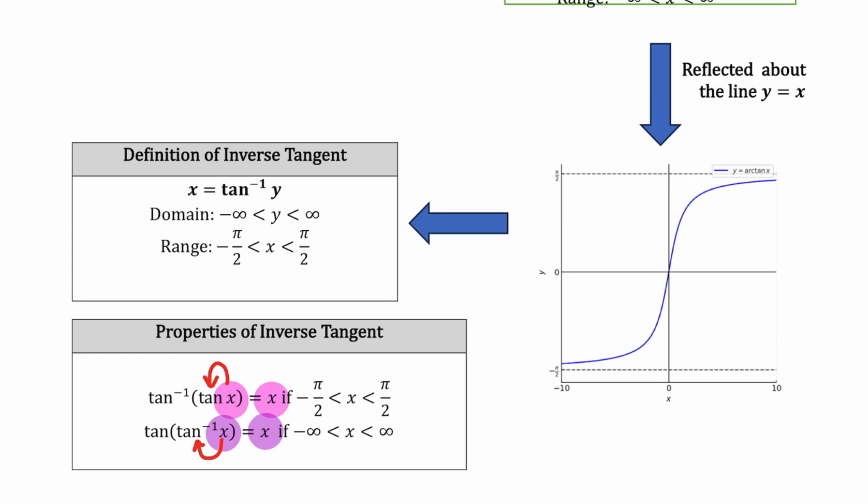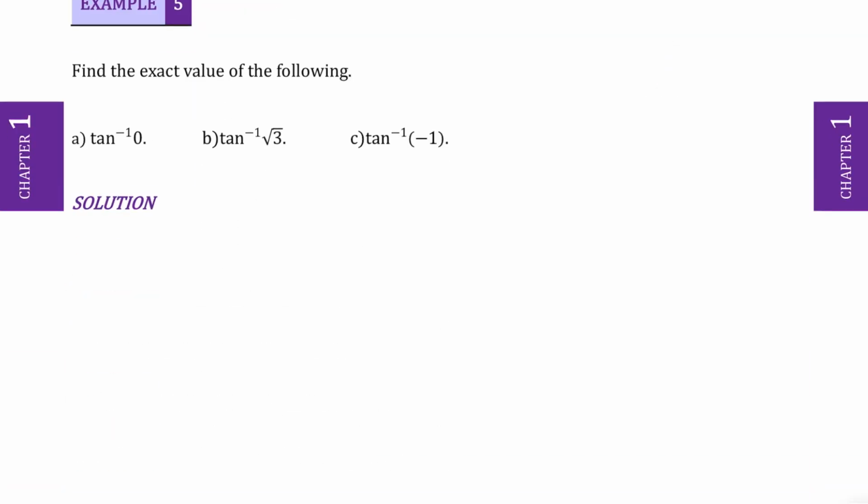Now let's see a few examples. The first one, we need to find inverse tangent 0. As usual, if you see inverse tangent, straight away let y be inverse tangent 0. Now let's find tangent. Take the opposite side there. Tangent y will be equal to 0.